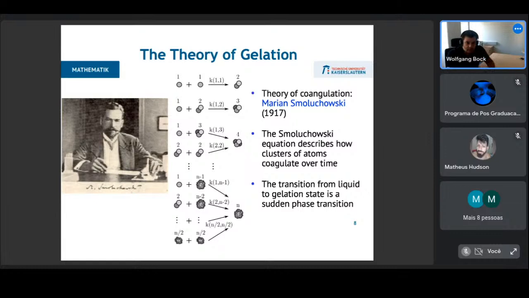So this Smoluchowski equation describes how the clusters coagulate over time. What is especially of interest in physics, or what people looked at, is, for example, that in the gelation state you have a sudden phase transition. So you suddenly jump from one state to the other, from liquid to solid.